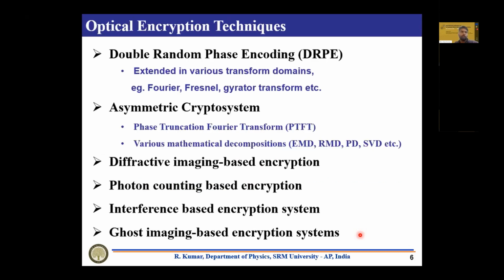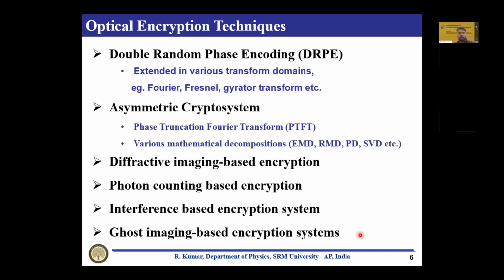Now, over the last 2 decades, after the development of double random phase encoding back in '95, various other techniques have been proposed. The first one, double random phase encoding, was proposed using a 4F setup. Later it was extended to various other transform domains: Fourier, Fresnel, gyrator, and so on. But the problem with double random phase encoding is that it's a linear system. As I mentioned, there are attacks on digital techniques, and people have come up with attacks for optical techniques also.